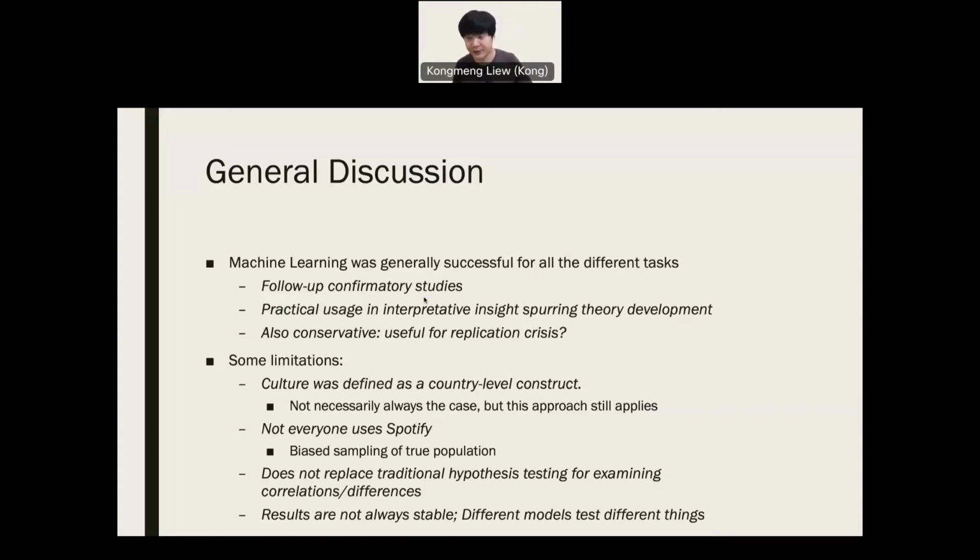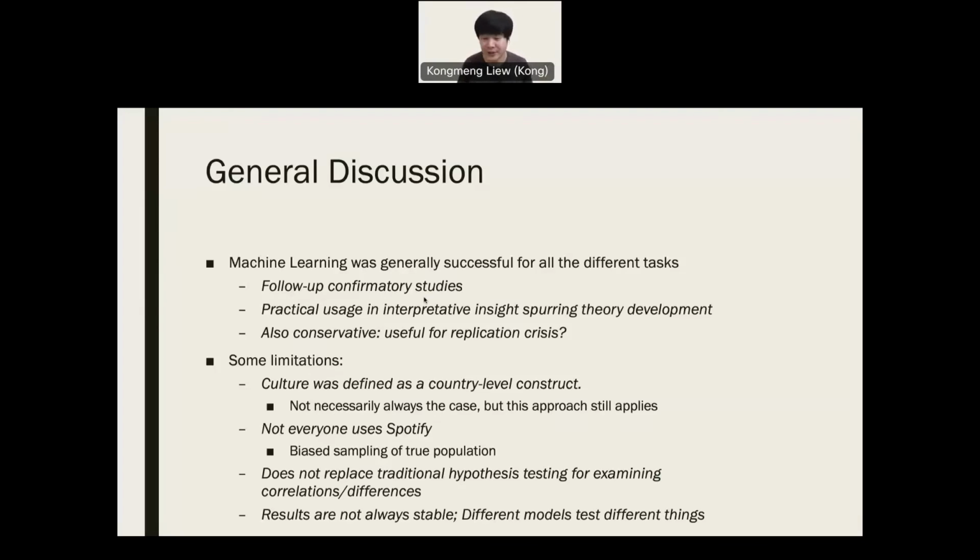For this series of research, one big limitation was that culture was always defined as a country-level construct. Now, this is not always the case, but this was the approach that I used for my research. Also, with web data, not everyone uses a specific service. In this case, we use Spotify, but not everyone uses Spotify. Sometimes depending on what culture you come from, the platform you use can be different. Like I think in Europe, Deezer is very common, and there are things like Apple Music as well.